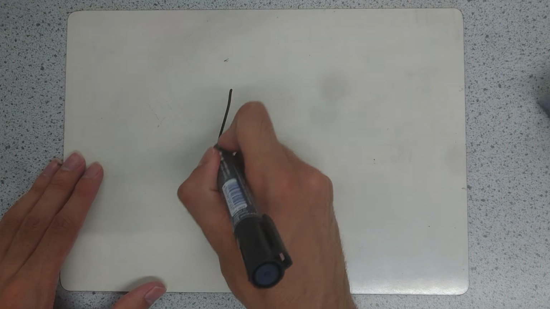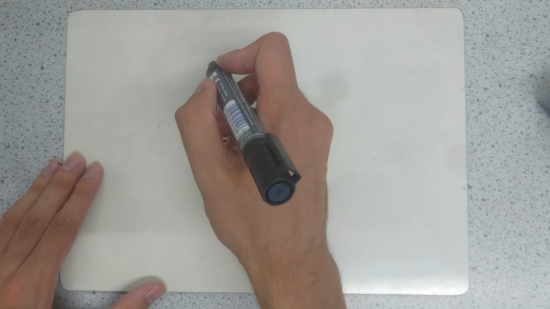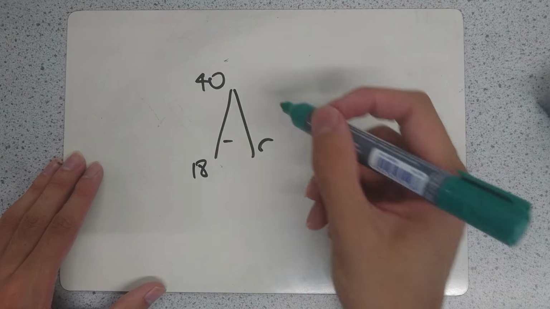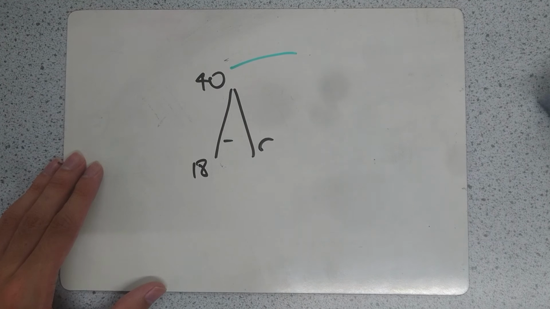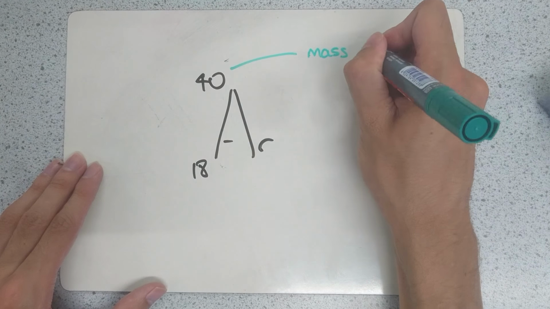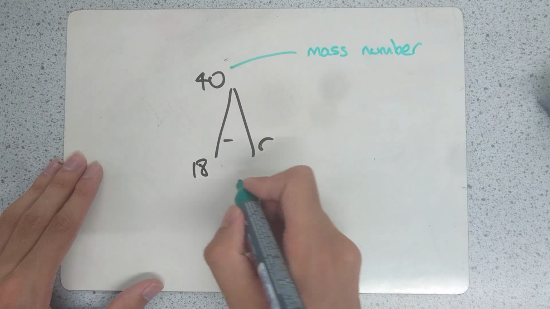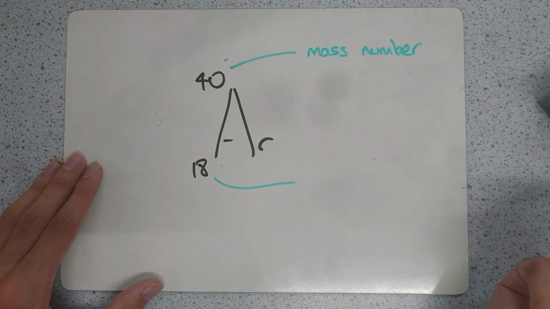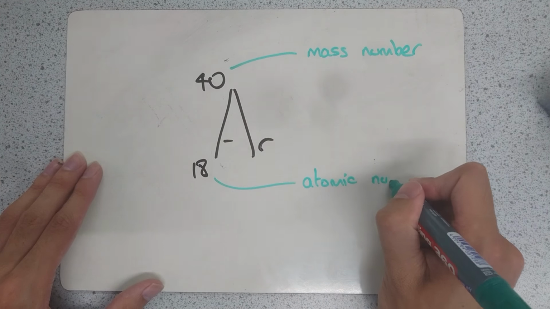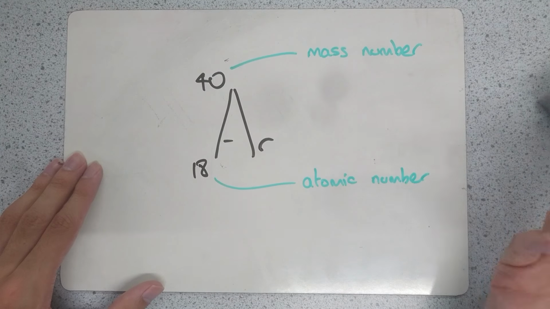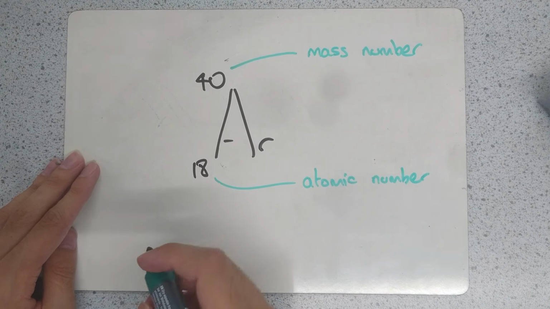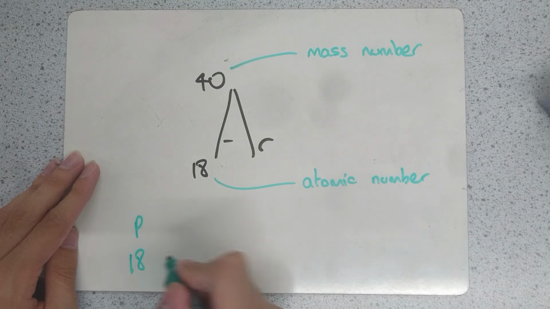So this time we'll have a look at argon. So do you remember what this number is called? The mass number. And this number down here? The atomic number. So the atomic number, you may have called it the proton number, tells us the number of protons. So in argon, we have 18 protons.